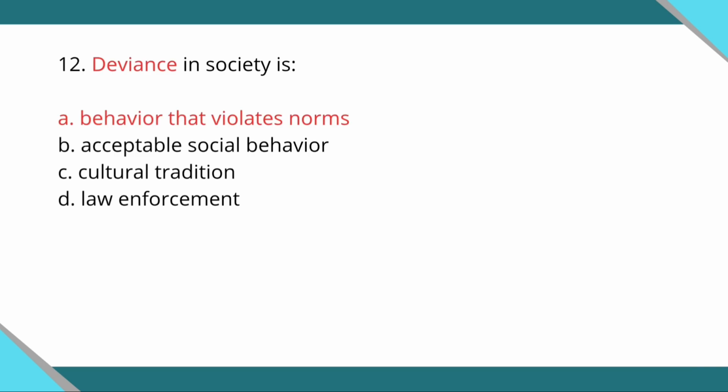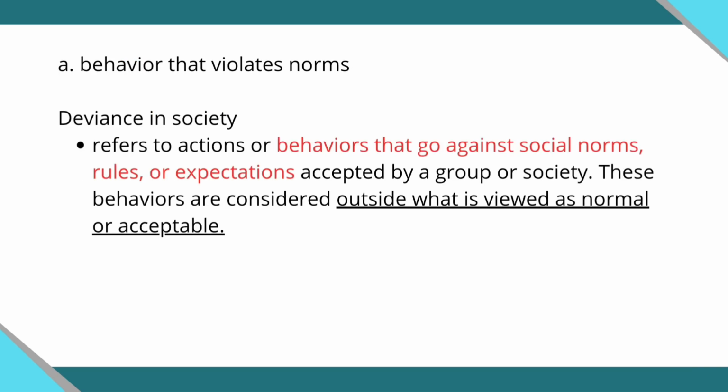The correct answer is letter A, behavior that violates norms. Deviance in society refers to actions or behaviors that go against social norms, rules, or expectations accepted by a group or society. These behaviors are considered outside what is viewed as normal or acceptable.